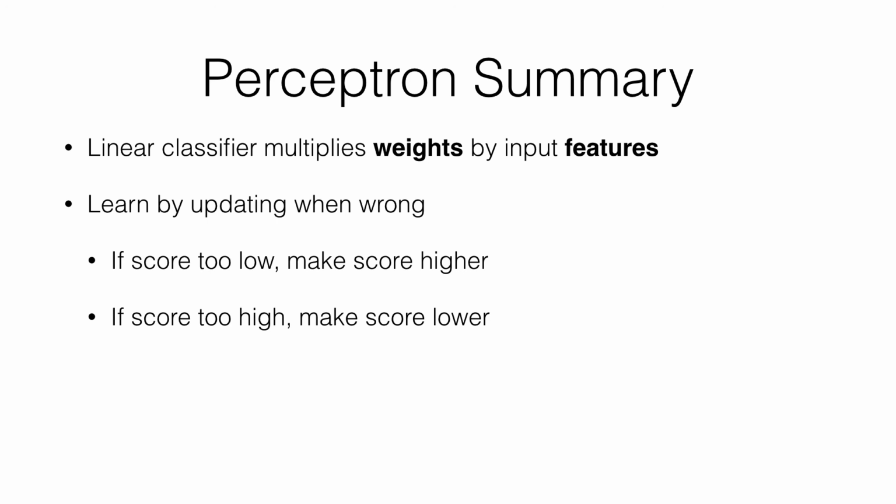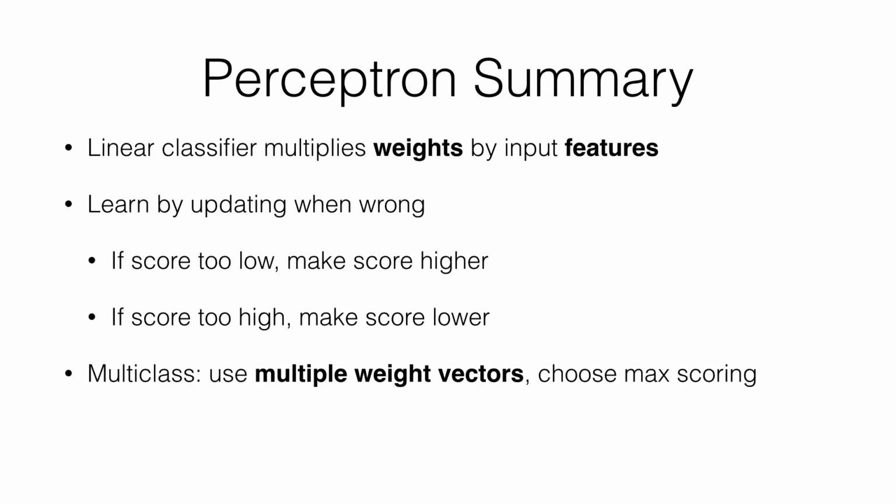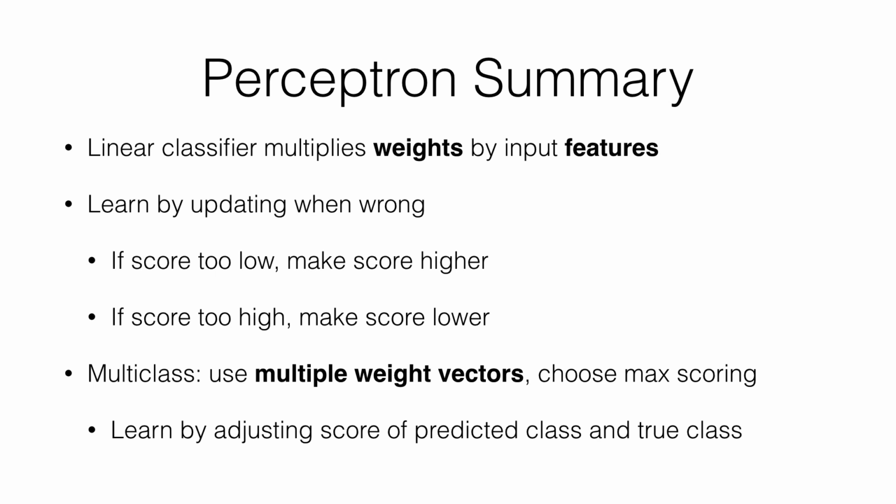Okay, and then the variant we talked about is the multi-class perceptron, which uses multiple weight vectors. The idea is you predict by choosing the max scoring class according to its weight vector. And the learning procedure is similar, but a little bit different. You learn by adjusting the score of the predicted class and the true class. Basically what you want to do is make the true class score higher and the predicted class score lower. And if they're the same class, then nothing happens.